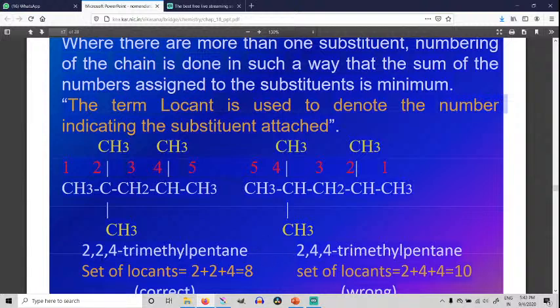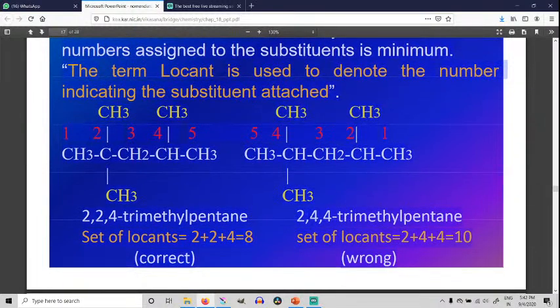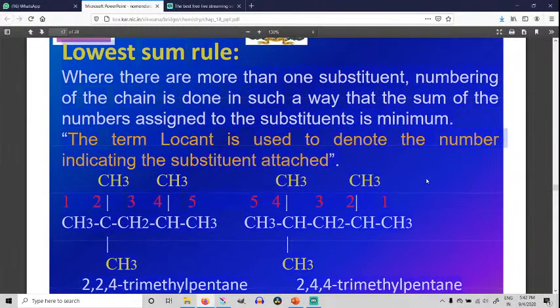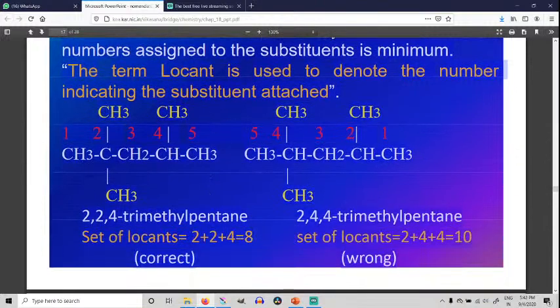But if we start counting from right to left, then the carbon where 2 methyl groups are present will get a higher number. We can't say it should be 2, 4, 4. So we should always try to give the smallest number where the maximum functional groups are present. If you start counting from left to right, it should be 2, 2, 4. There are 3 methyl groups: on the second carbon there are 2 methyl groups, so 2, 2, and on the fourth carbon atom 1 methyl group is present.